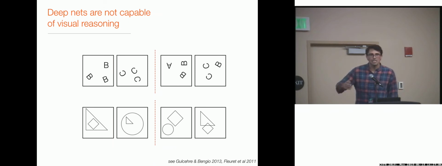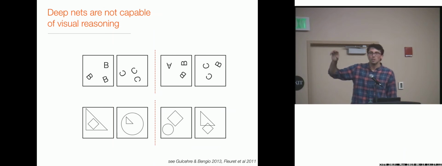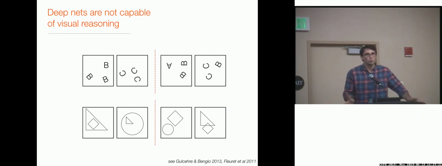So this is a little task for the audience. I know it's late, but please bear with me. I'm showing you two classes of stimuli. Two images on the left belong to one class. Two images on the right belong to another class. What is the rule that separates these classes? Yell it out. What is that? Same, different.